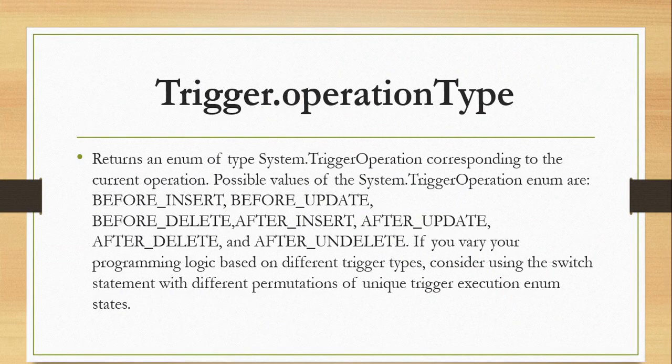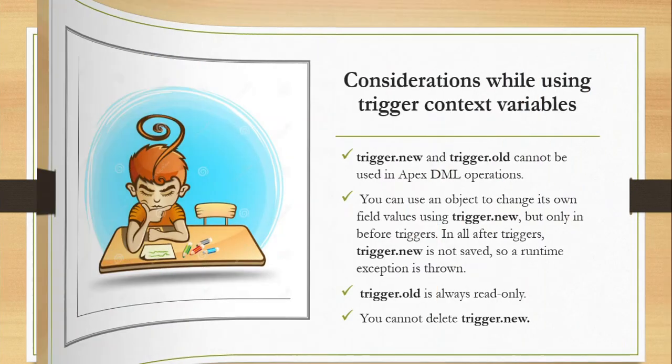Trigger.operationType returns the enum of the type System.TriggerOperation corresponding to the current operation. That is, the possible values of the System.TriggerOperation enum are before insert, before update, before delete, after insert, after update, after delete, and after undelete. If you vary your programming logic based on the different trigger types, consider using a switch statement with different permutations of unique trigger execution enum states.